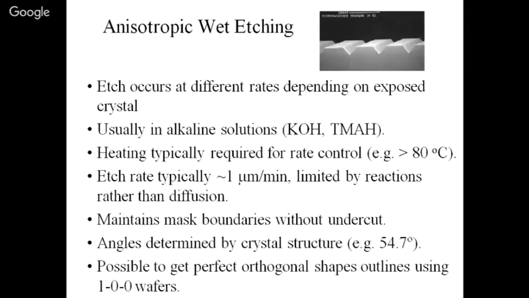Anisotropic wet etching, in that case, uses potassium hydroxide, an alkaline solution. It is typically heated to about 80 degrees centigrade or more, and the rate is 1 micrometer per minute. That is not too high a rate.